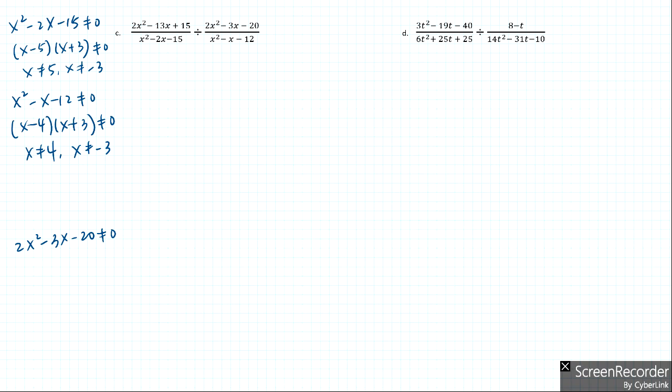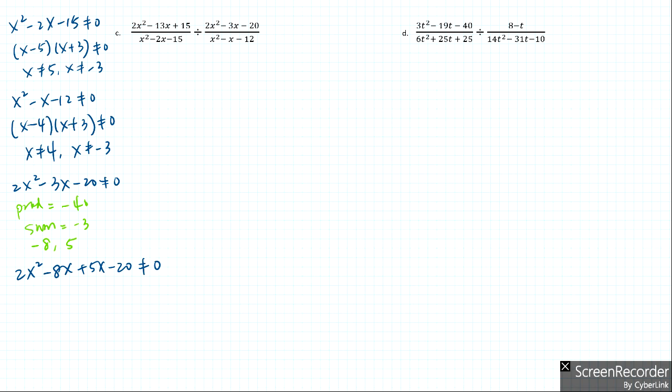And lastly, we have this AC method problem for the numerator, 2x squared minus 3x minus 20 doesn't equal 0. So to use the AC method, we want the product to be equal to a times c, which is negative 40. We want the sum to be negative 3. You should find the two numbers to be negative 8 and 5. So that means I can rewrite this to be 2x squared minus 8x plus 5x minus 20 is not equal to 0. And let's group things together, connected by addition.